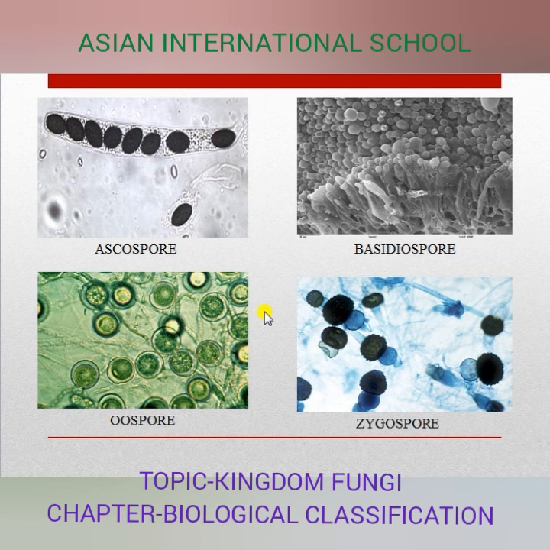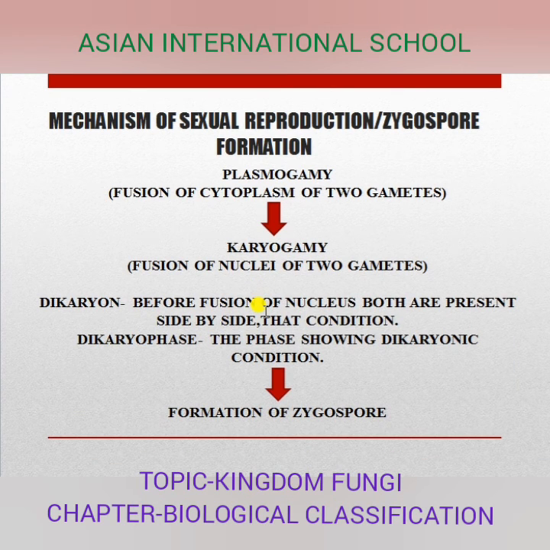Now I am moving to the next slide, where we discuss the mechanism of sexual reproduction, and, as I told you in the previous slide, how the zygospore forms. For that, first of all, we have to know the word plasmogamy. This gamy word you all know: gamy means fusion, and the word has come from gametes. So plasmogamy means when the cytoplasm of two different gametes fuse with each other. As an example, syngamy. In syngamy, we all know, there is a fusion of gametes.